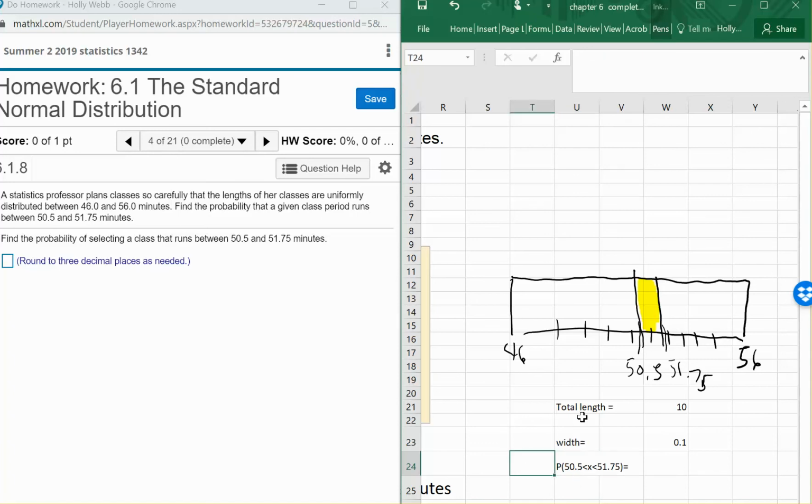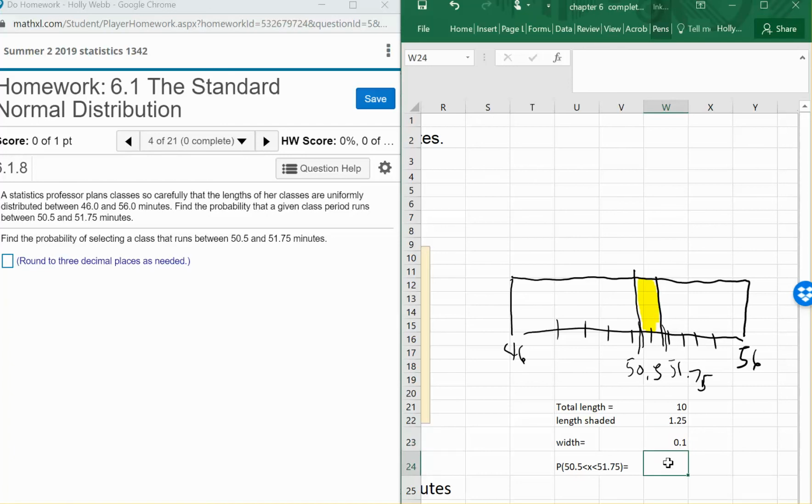So we just need to find the length of the shaded rectangle first. So I think I'm going to put it right down here. Length shaded. Well, we're going to do the same thing we did. We're going to subtract the smaller bound from the larger bound. So 51.75 minus 50.5. Okay, so the length of our little yellow rectangle is 1.25 units, and our width is 1/10 still. So the width for this whole rectangle is 1/10.